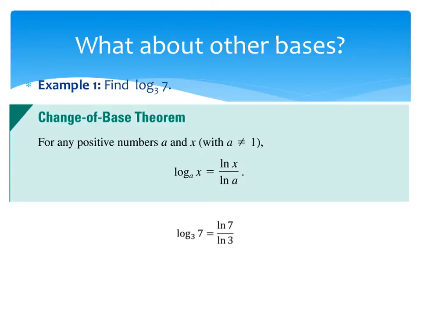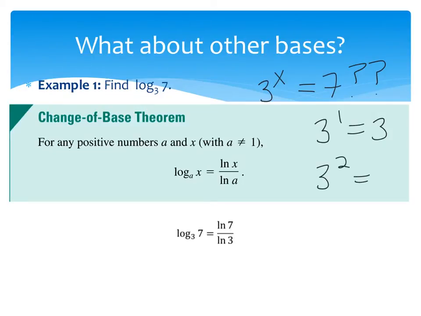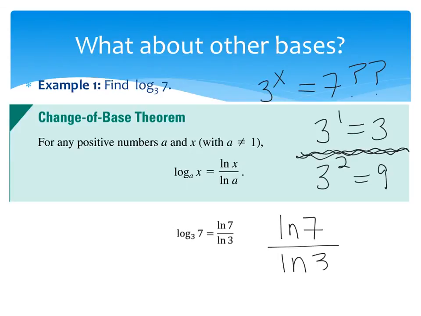So here's an example. Find log base 3 of 7. So remember, that's saying 3 to what power is 7? Well, there's nothing I can do to figure that out. 3 to the first is 3. 3 to the second is 9. So it has to happen somewhere in between here in a decimal, but I'm not going to be able to do that without a calculator. So you'll use the change of base, and you'll evaluate it by taking the natural log of 7 and dividing it by the natural log of 3. And you'll do that directly on your calculator.